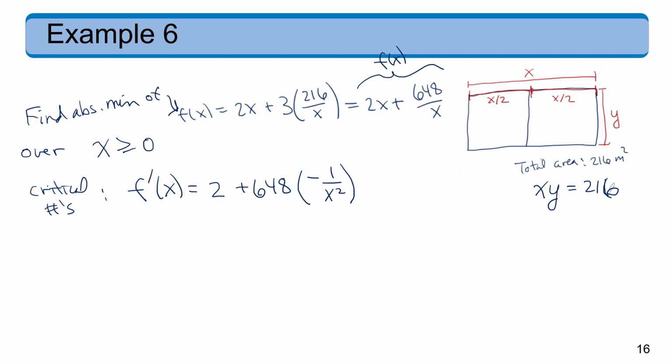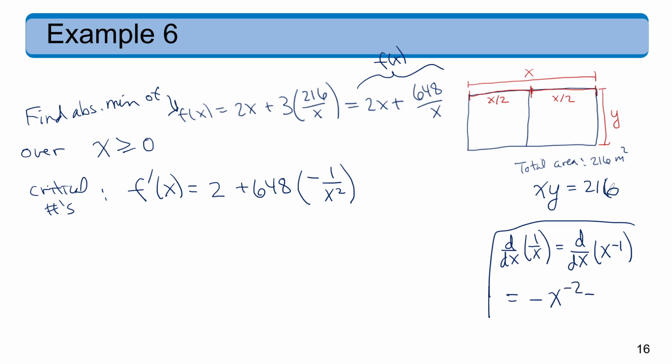And that came from, let's do that over here. So the derivative of 1 over x, we already pulled the 648 out in front, so we're just finding the derivative of 1 over x. The idea is, before you take the derivative, write that as x to the negative 1 power. Then you can use the power rule to take the derivative. We get negative x to the negative 2, which can be rewritten as negative 1 over x squared. Okay, so there's the calculations for that. And then you can simplify. This is now 2 minus 648 over x squared.